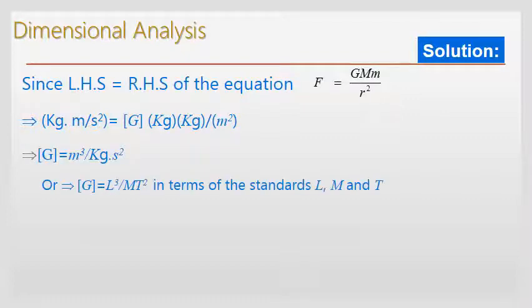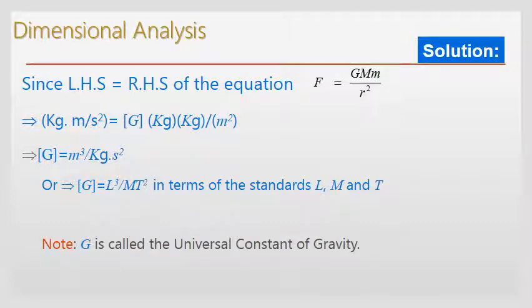From here, G has the dimension of cubic meter per kilogram second squared, or in terms of the standard dimensions can be written as L cubed over M T squared. G here is known as the universal constant of gravity.